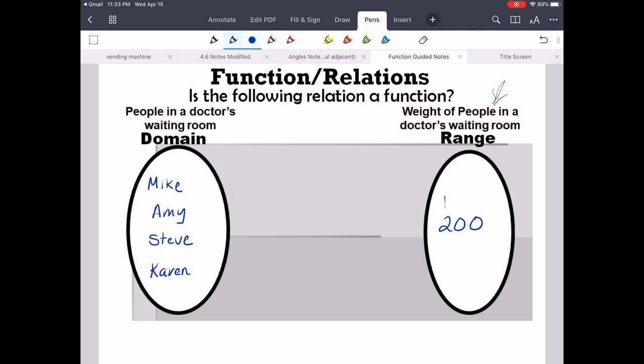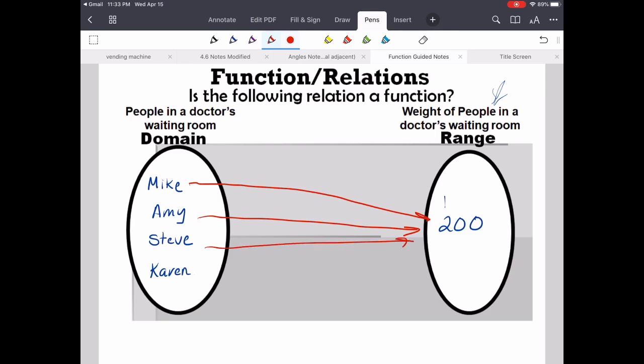So just to make a point here, I could have put 1 weight in the range column or in that range circle, and we can still have a function here. So we can do this. All right, Mike is 200, Amy is 200, Steve is 200, and Karen is 200. So that is still a function because, like I said, if you look at all the arrows, there's only 1 vector coming out of every person. That is how that works.